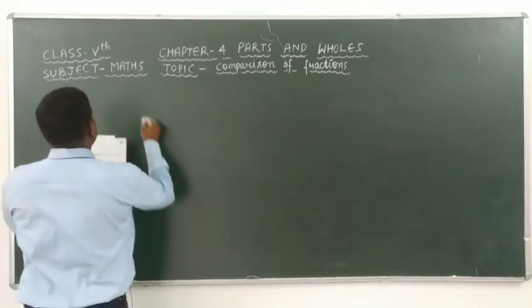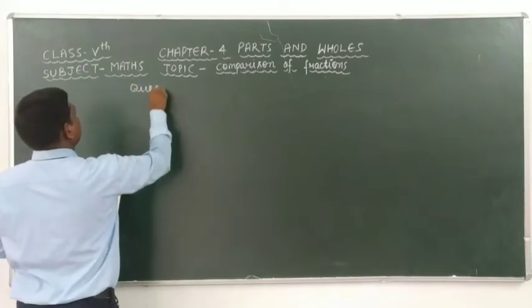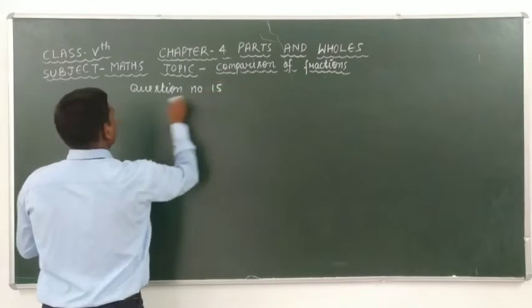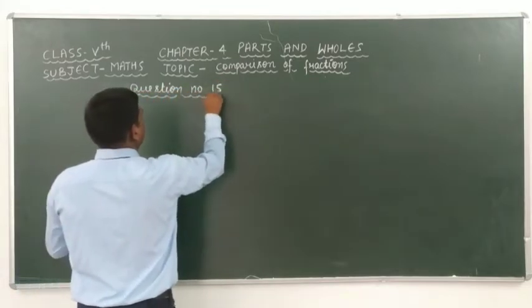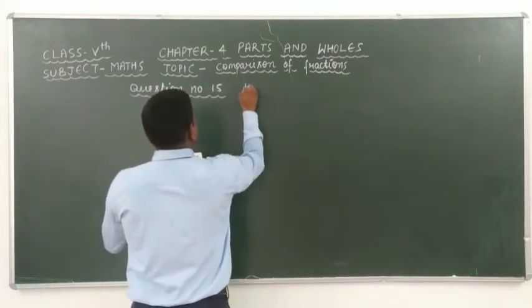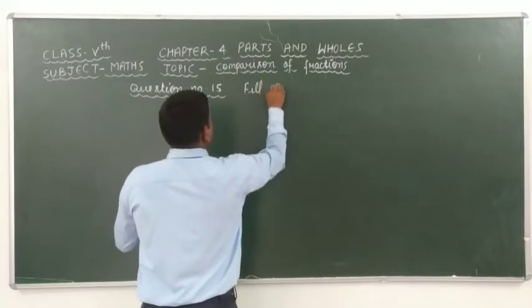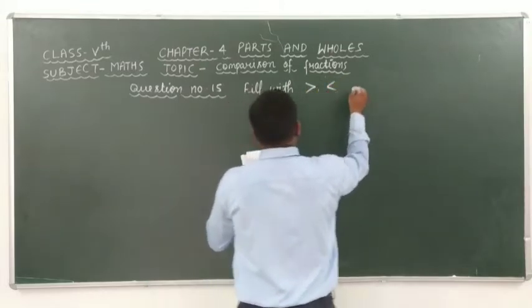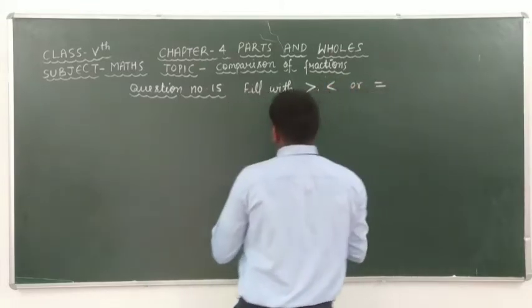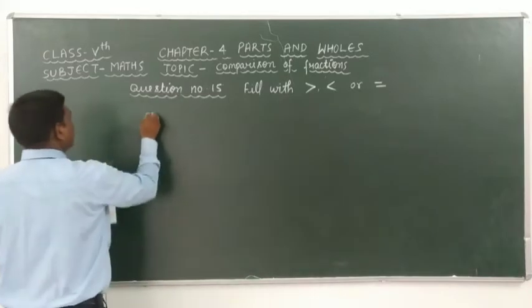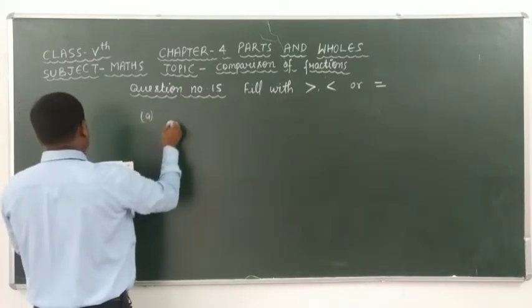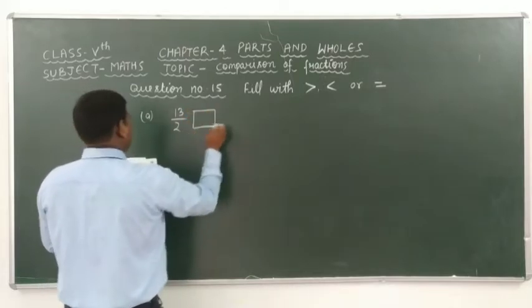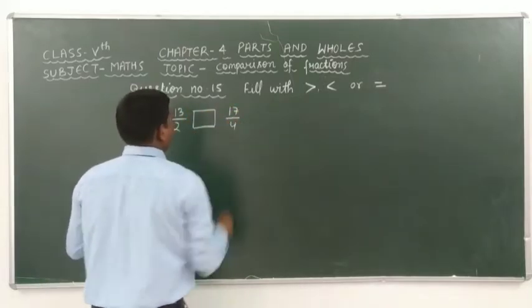Question number 15, fill with greater, less, or equal. Question number 15 of A. Here given 13 over 2 box 17 over 4.